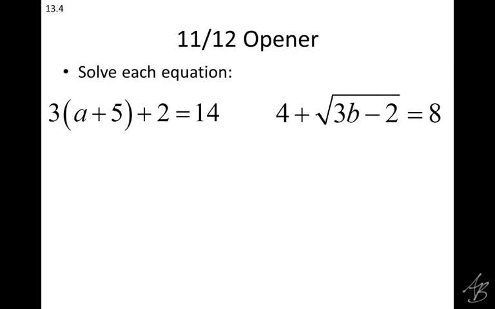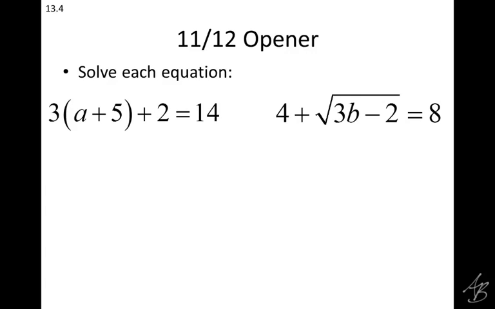There are two different types of problems here. Notice that the second one has a square root in it, but the first one does not. So we won't have to worry about getting rid of a square root or getting rid of a square in this first one here. That'll just be something we'll have to do in the second one.